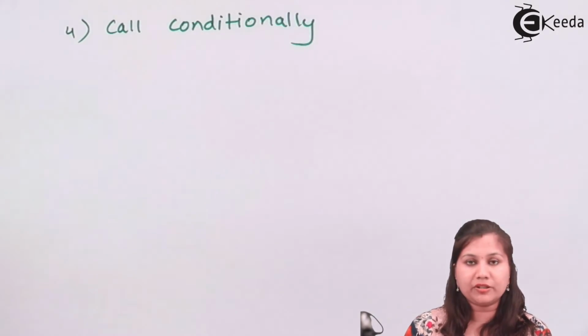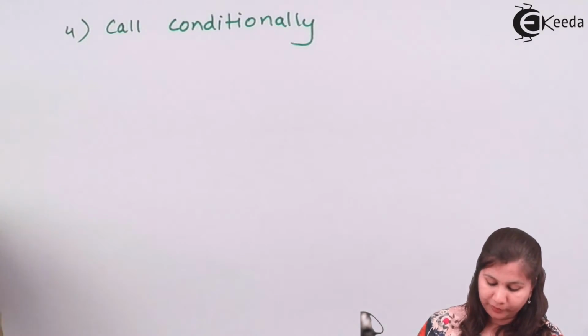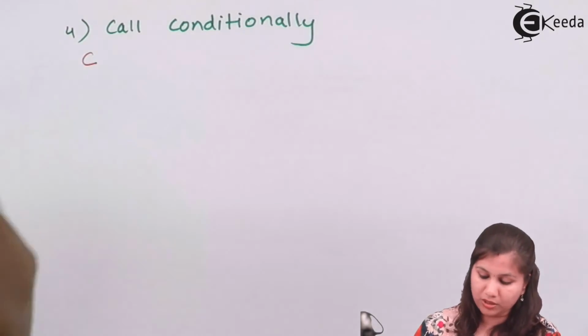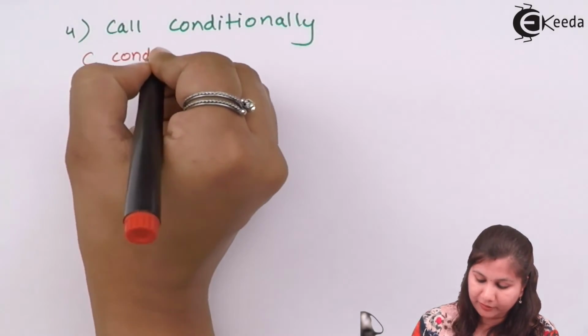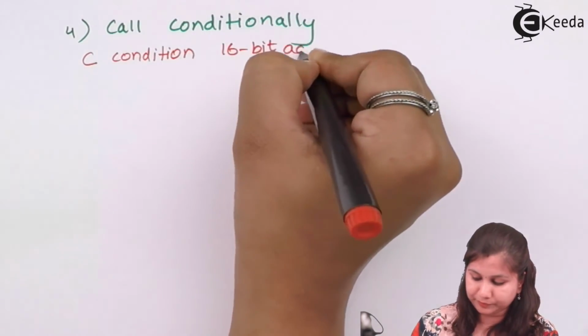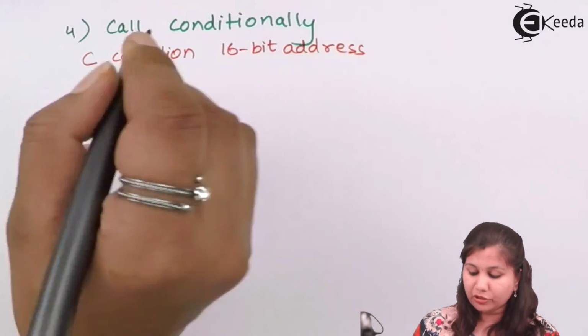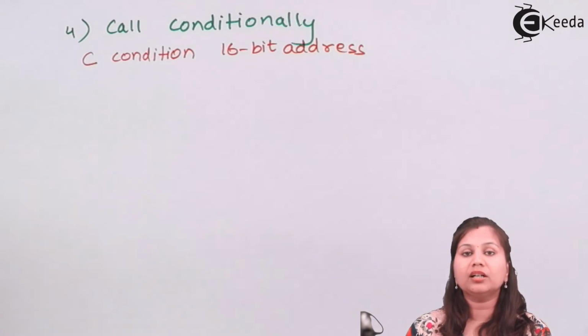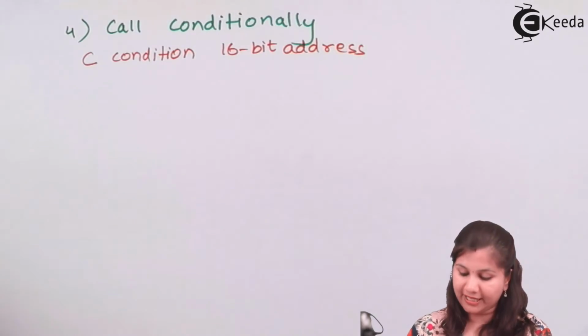So here some condition will be specified, and when that condition is satisfied, only then the microprocessor will jump to the memory location. So the mnemonic will become C for the call, then the condition will be written, and then the 16-bit address. Now here also for the condition, the microprocessor uses the flags, like sign, zero, parity, and the auxiliary carry.